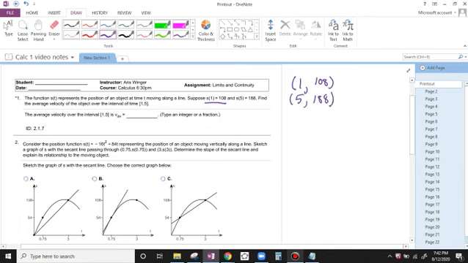188. The function s represents position, and so the average velocity is going to be s at 5 minus s at 1 all over 5 minus 1. That's 188 minus 108 over 5 minus 1. 80 over 4, 20. 20 units per unit.